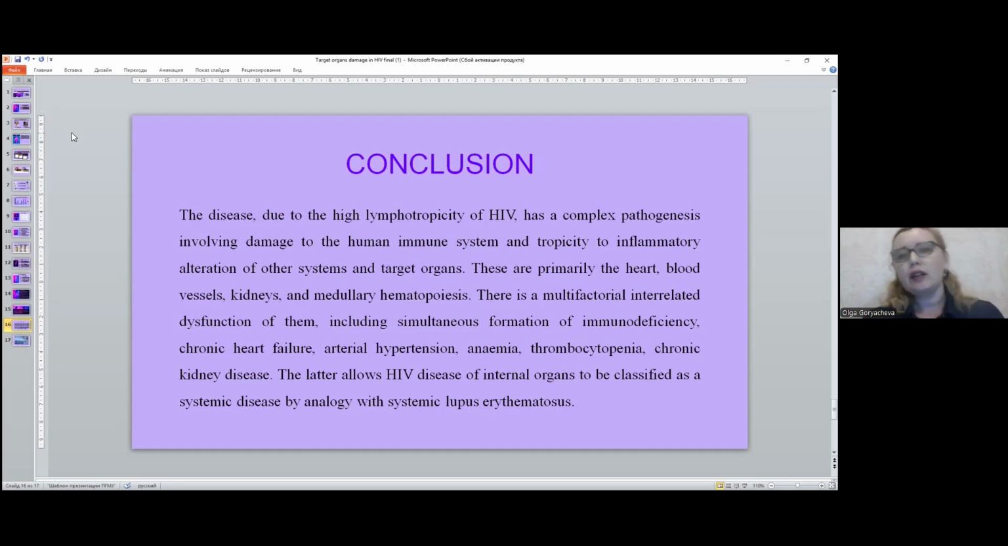The latter allows HIV disease of internal organs to be classified as a systemic disease by analogy with systemic lupus erythematosus, the same as many other systemic diseases in HIV patients. It is a systemic multifactorial lesion of many organs and systems.